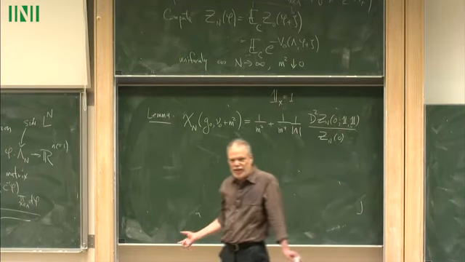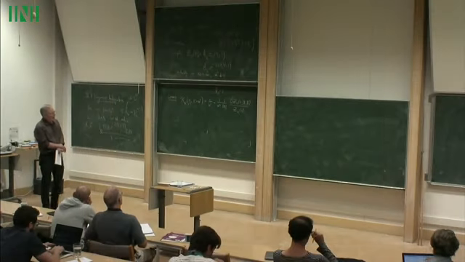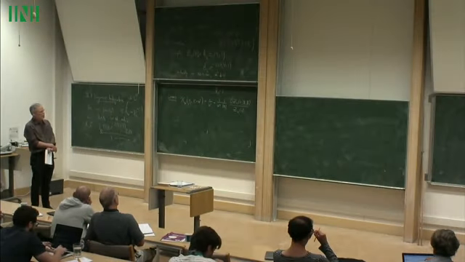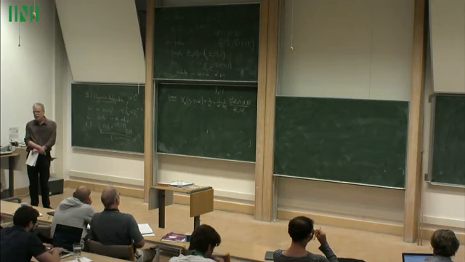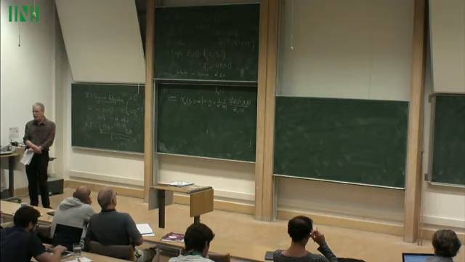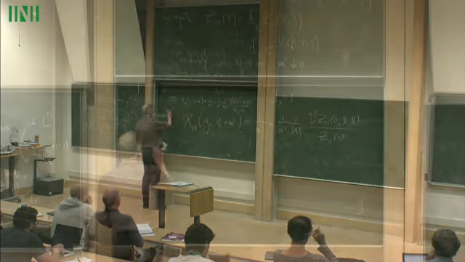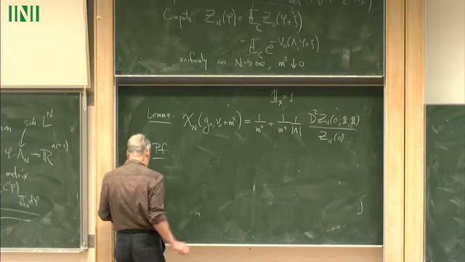It's a very simple calculation, but the point of it is to convince you that this Zn of phi is a very useful thing to know about, because if I understood it completely, then I would know what this finite volume susceptibility was. So the proof of this is very easy.